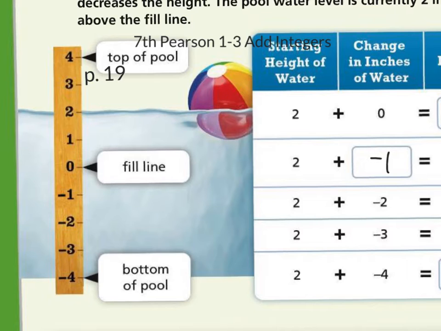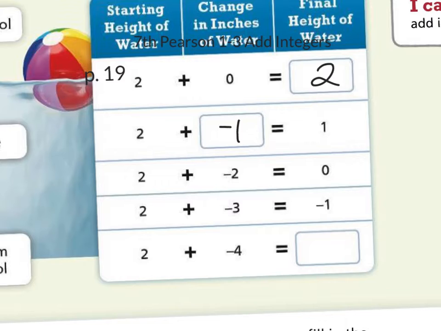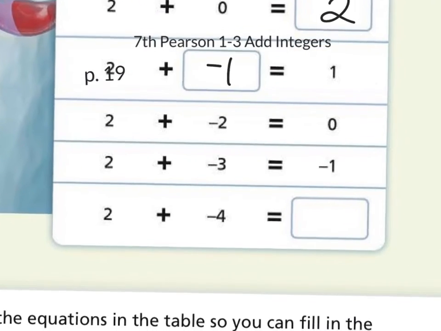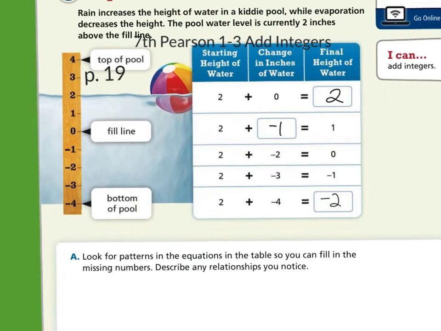Okay, we can be all the way up to 4 would be the top of the pool. The bottom of the pool would be all the way at negative 4. Okay? And then finally we have 2 plus negative 4. And that would equal negative 2. So the question here, it says look for patterns in the equations so you can fill in the missing numbers, describe any relationships you notice. So the starting heights were all the same.